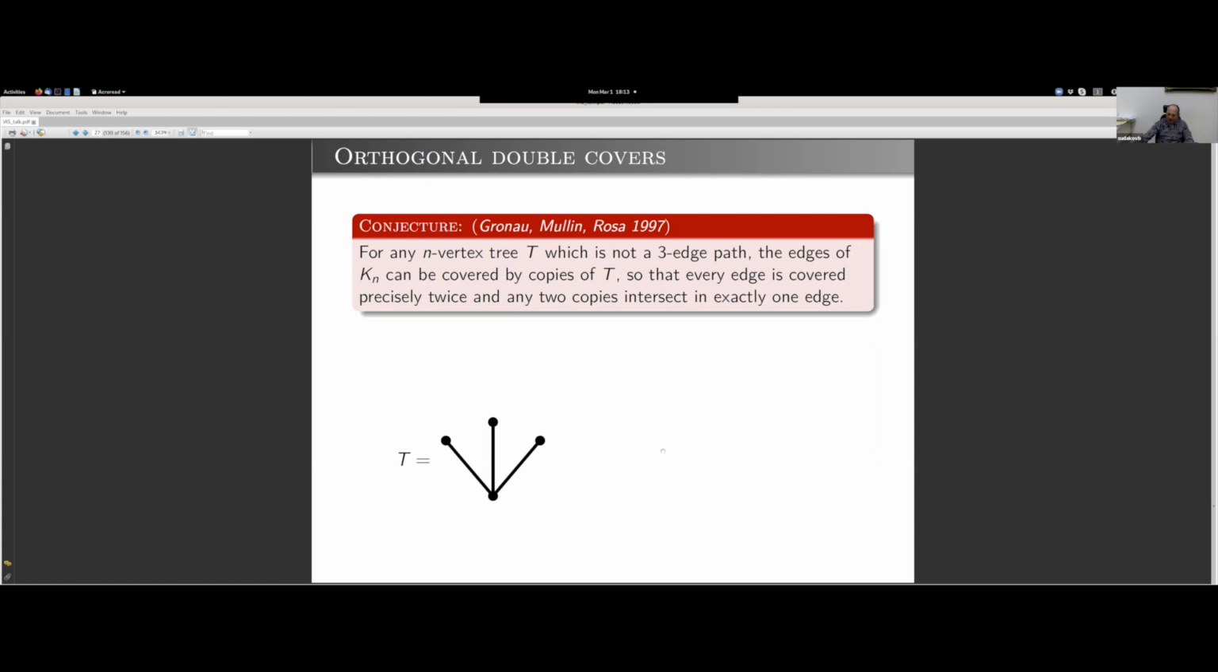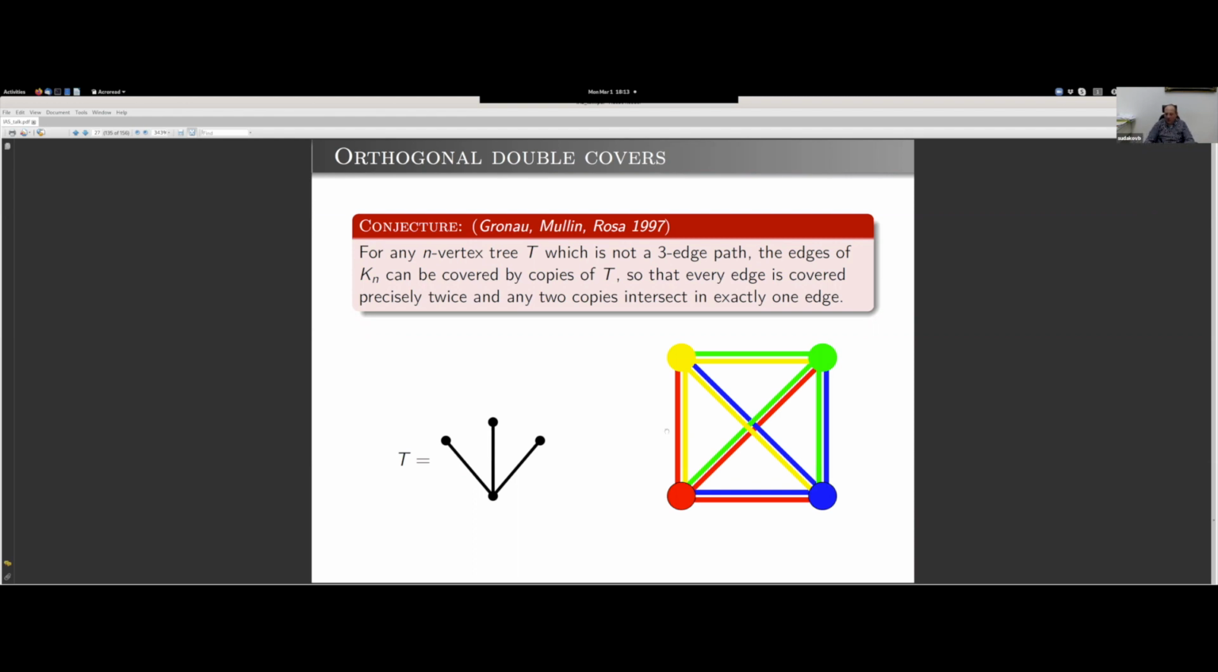So my tree is a star, right? For K4, this is either a path of length 3 or a star. So as I said, the path of length 3 is an exception. So we'll take a star, then we take a complete graph on 4 vertices. And what I want is to cover the edges of this complete graph by stars of size 4 in such a way that you see every edge is covered precisely twice.